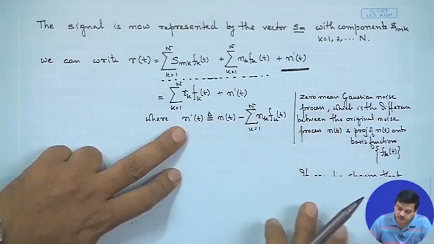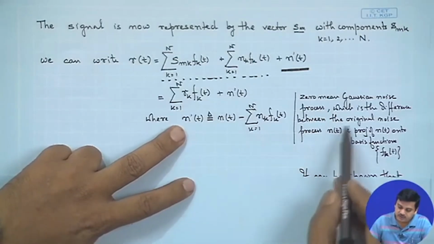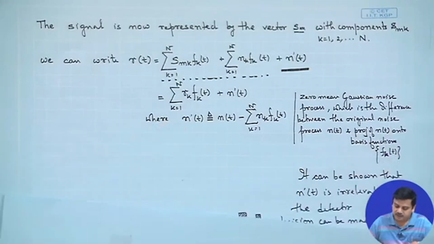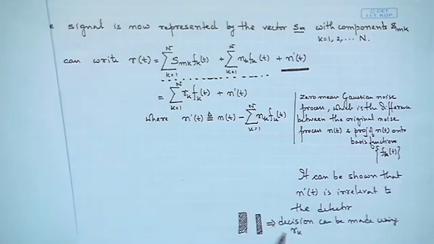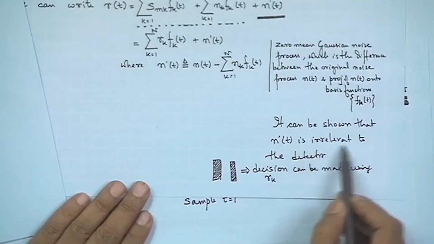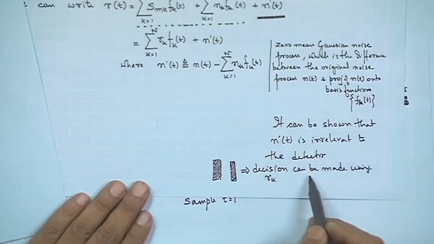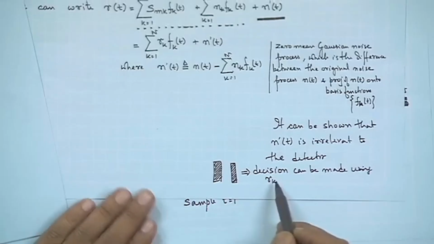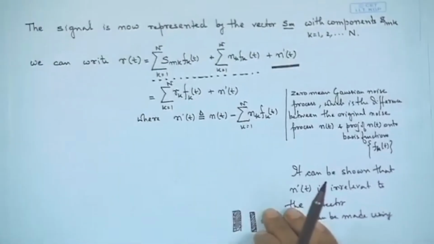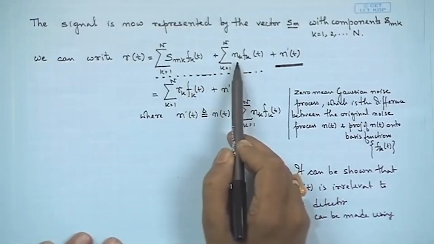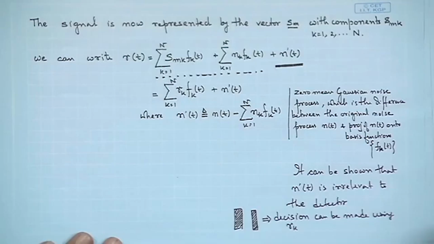So, it is a zero mean Gaussian noise process, which is the difference between the original noise process and the projection of n t onto the basis functions. And we have already said that it can be shown that n prime of t is irrelevant to the detector decision, and the decision can be made using r k only. This we will show at an appropriate point. So, we will try to look at n k, and then finally we will develop the receiver further.